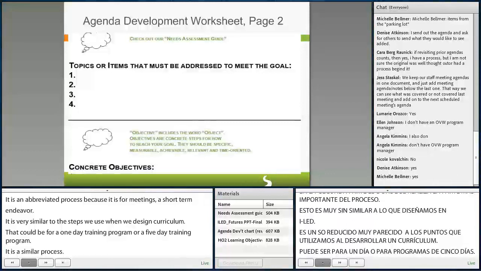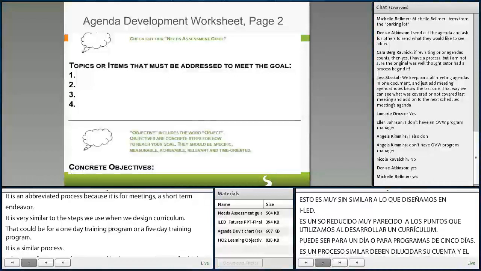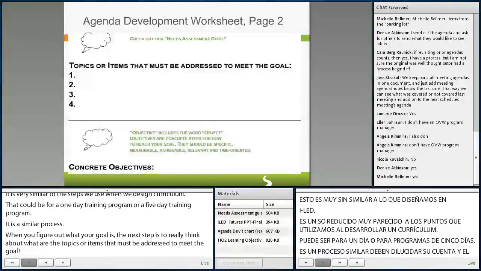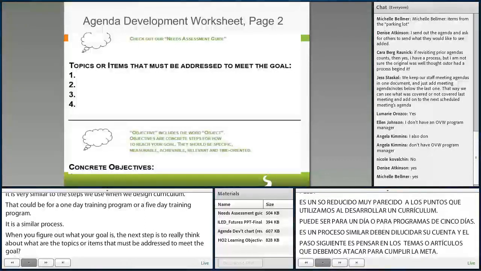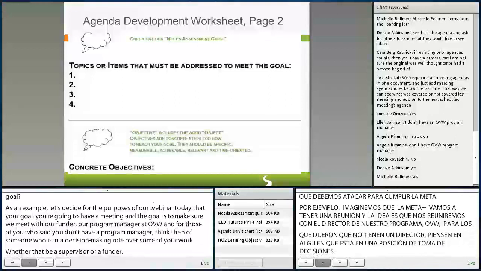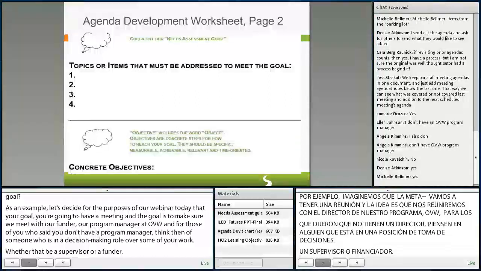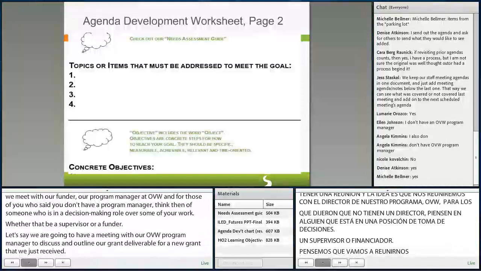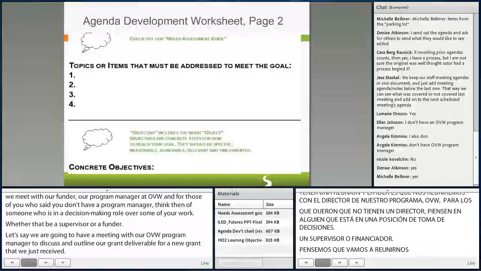So as an example, let's decide for purposes of our webinar today that you're going to have a meeting, and the goal is that we're going to meet with our funder, our program manager at OVW. And for those of you who said you don't have a program manager, think then of somebody who is in a decision-making role over some of your work, whether that be a supervisor or a funder. So let's say we're going to have a meeting with our OVW program manager to discuss and outline our grant deliverables for a new grant that we just received. So we'll imagine that we have a brand new grant that we were given from the Office of Violence Against Women, and we need to discuss and outline what we have to actually do for this grant.